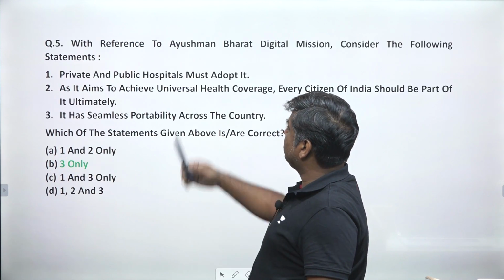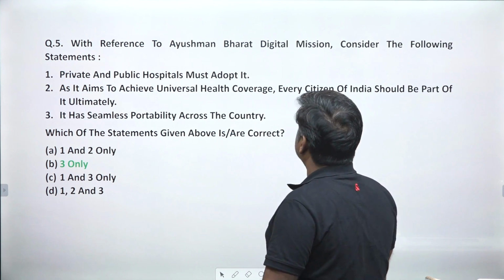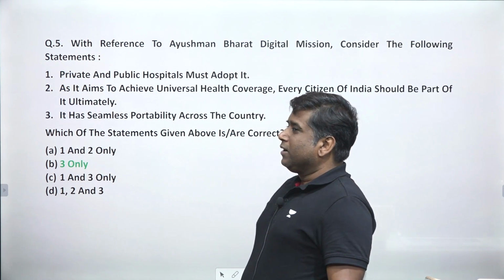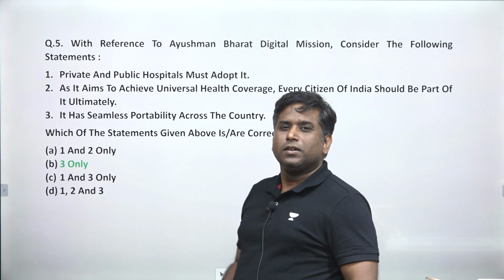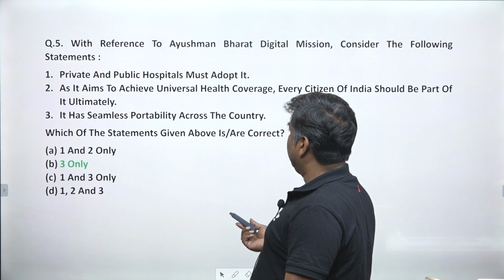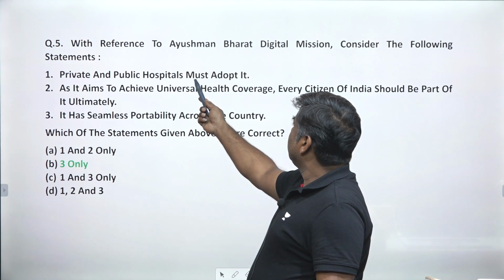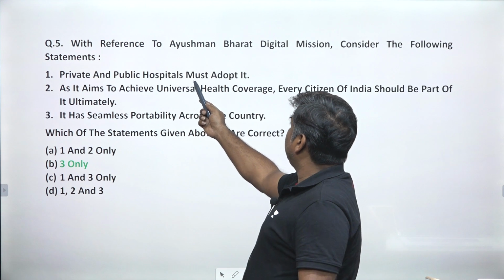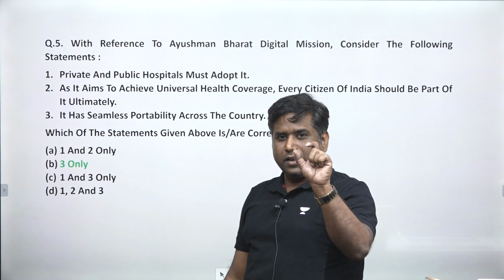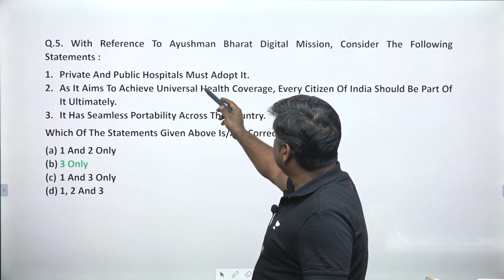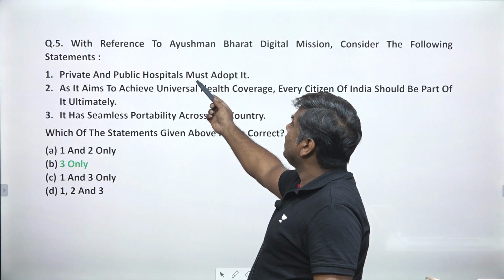Now, come for this one. With reference to the Ayushman Bharat Digital Mission, consider the following statements. Now, guys, we all read about this, so how do we identify whether it is correct or incorrect? I have identified a few loopholes. Like the words "private and public hospitals must". The word "must" is, I believe, the catch point. Technically, it's not must. That is why it should be incorrect.